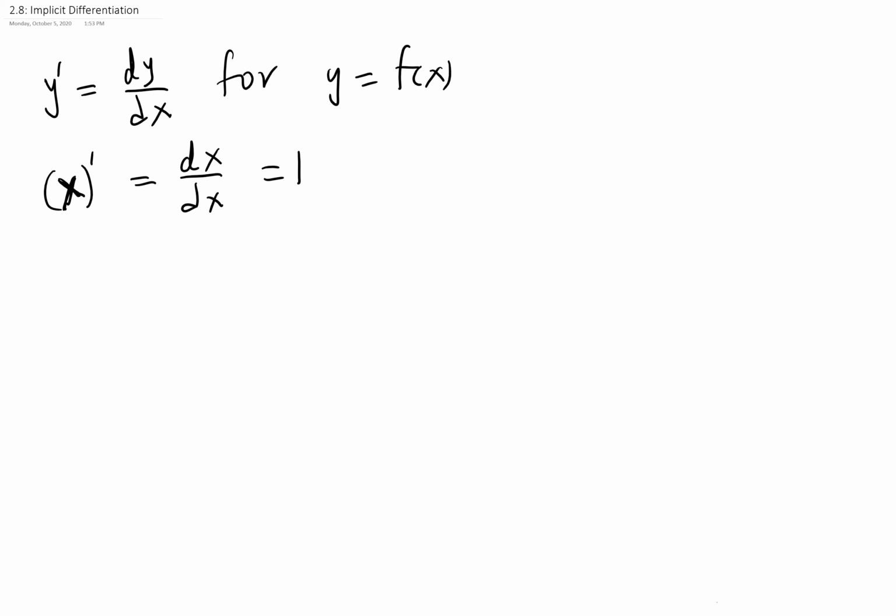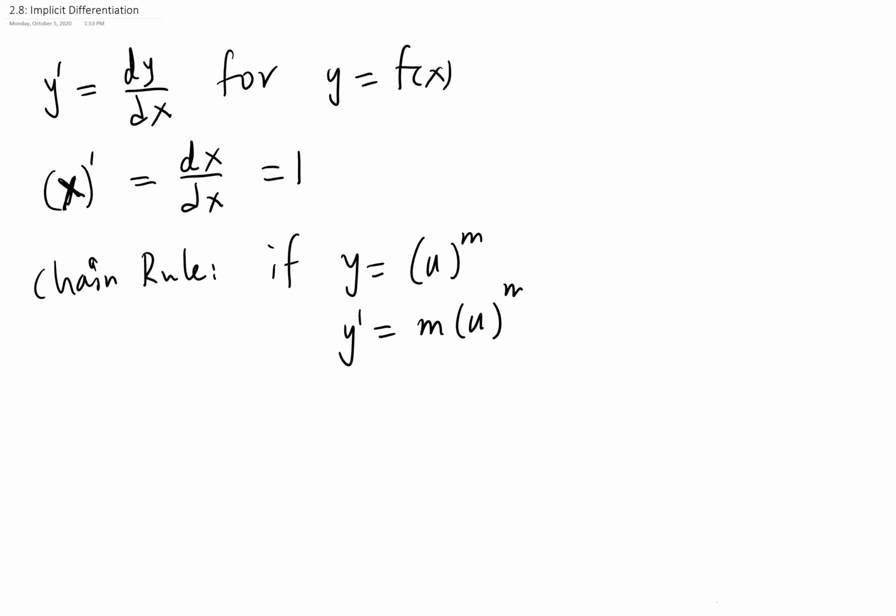And recall the chain rule. We need that all the time. The chain rule says if y equals u to the m, then y prime is m u to the m minus 1 times u prime. Or some people write it as m u to the m minus 1 times du dx. That's the chain rule.